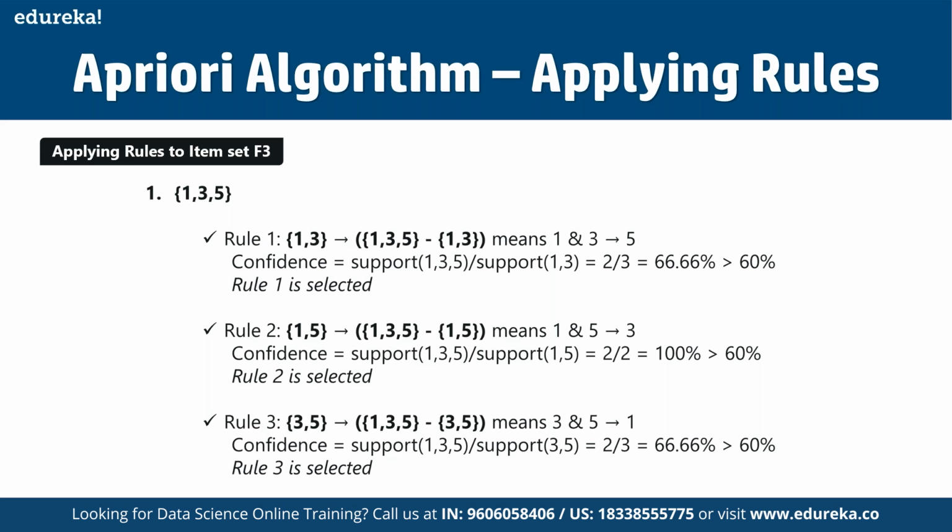And in the same way, in rule 3, we have 3, 5 resulting in 1, 3, 5 minus 3, 5. That means if someone is purchasing 3 and 5, then they have a high possibility of going for 1 as well. So here the confidence is support of 1, 3, 5 divided by support of 3, 5, which we get as 66.66%. And here rule 3 is going to be selected, as you can see.